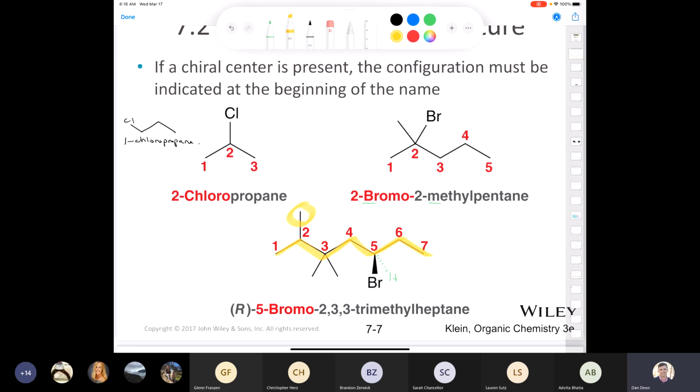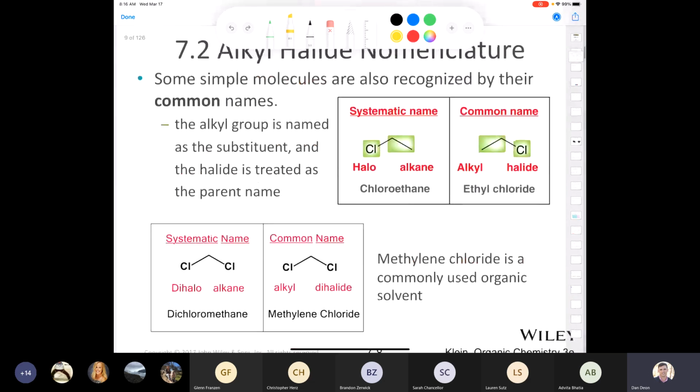Right, it's got nothing to do with adding up the numbers or anything like that. We just give the first substituent the lowest possible number. So we have 3 methyls and we have a bromo, but B comes before M in the alphabet. So we end up with this (R)-5-bromo-2,3,3-trimethylheptane, right? These are the kind of things that you'll be expected to name.